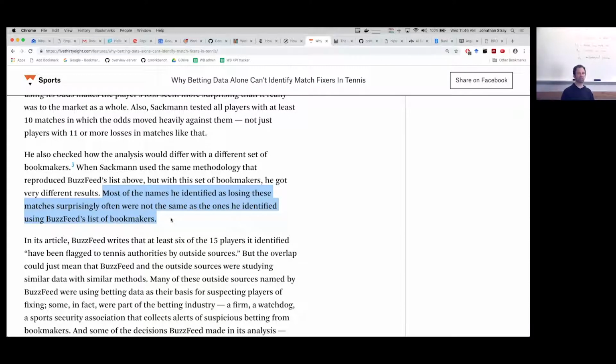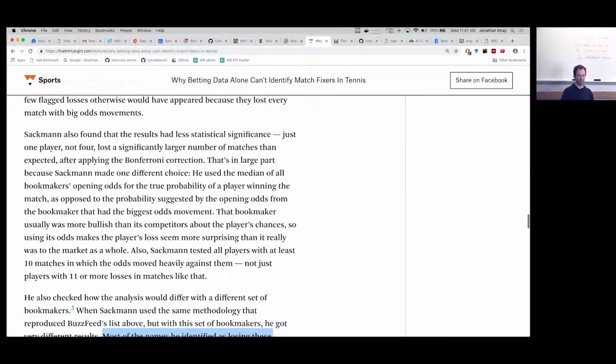Anyway, when you make this methodological change, you get a different set of names and a smaller set of names. As he said, according to the statistical significance threshold that the original analysis used, only one player, not 4, were above this threshold. So when we change the method, we get a different result.